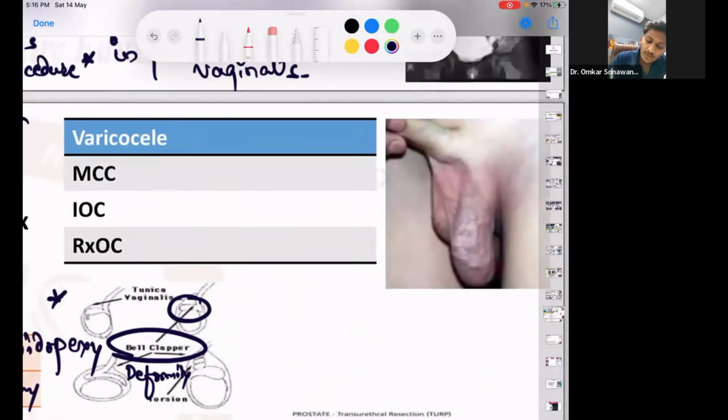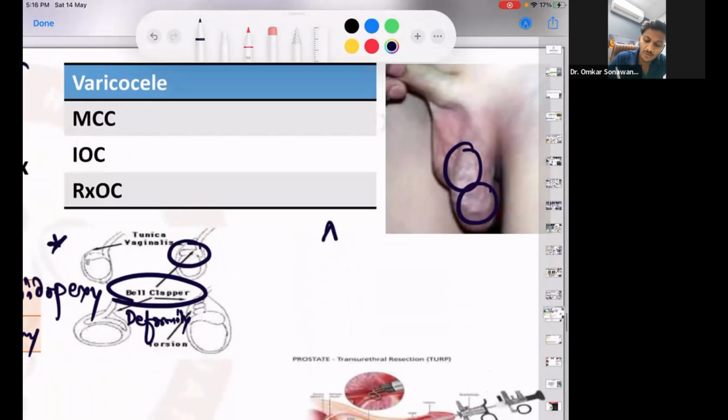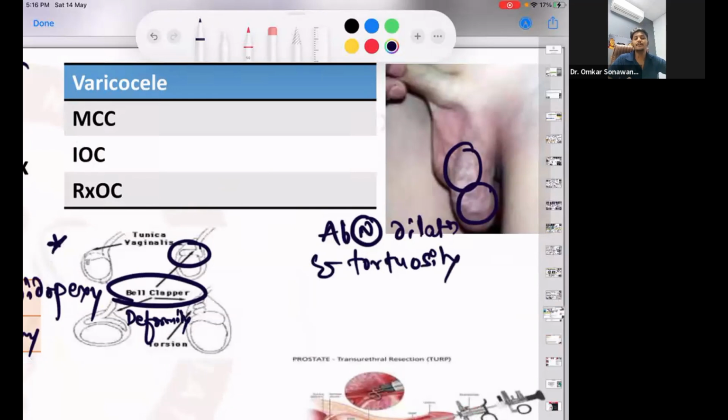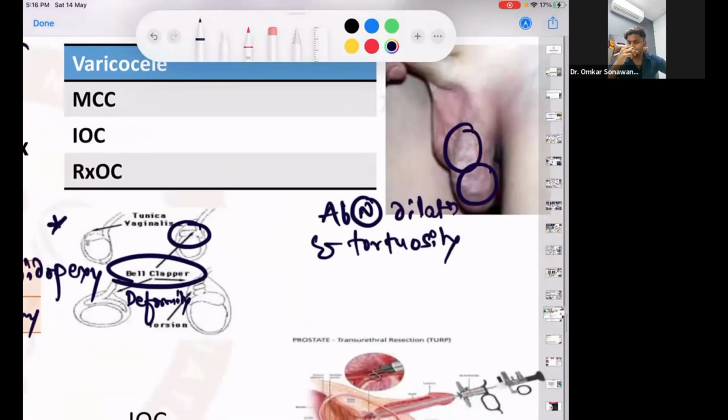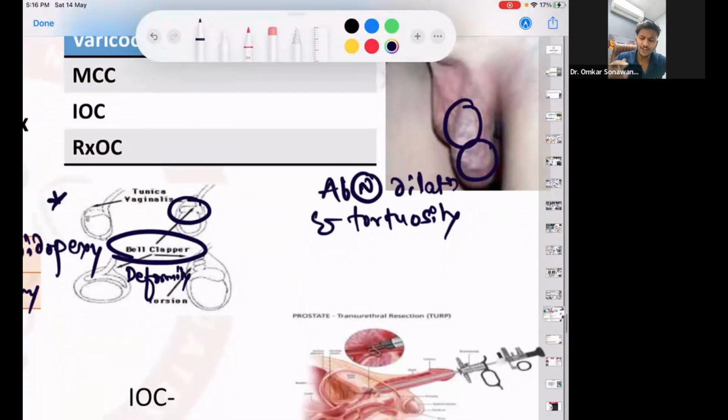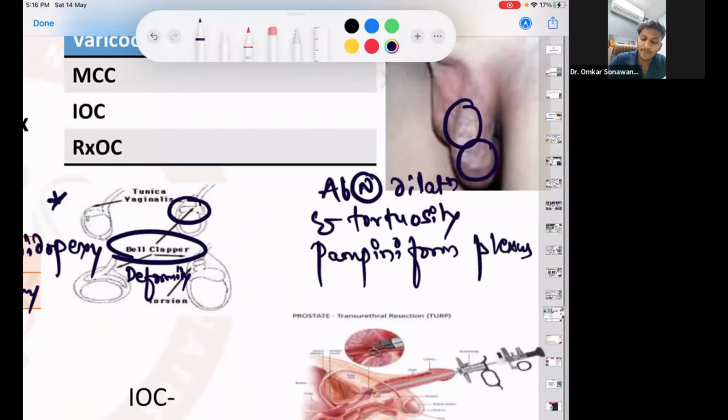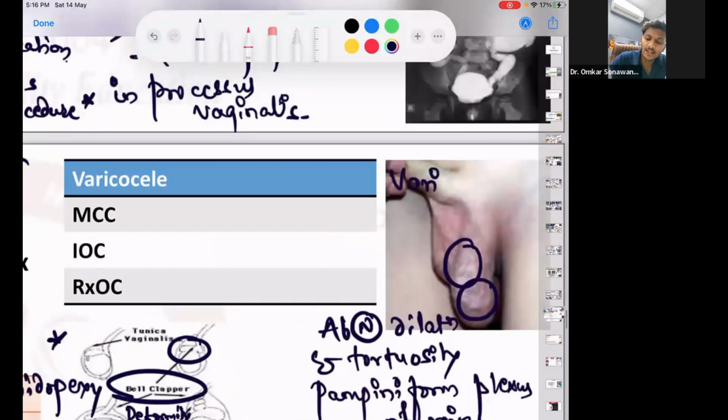Here you can see an abnormal dilatation and tortuosity of which veins? Of the testicular veins. Which plexus of the testicular veins? Anybody? Very good. Abnormal dilatation and tortuosity of the pampiniform plexus of the veins, and this condition is called varicocele.